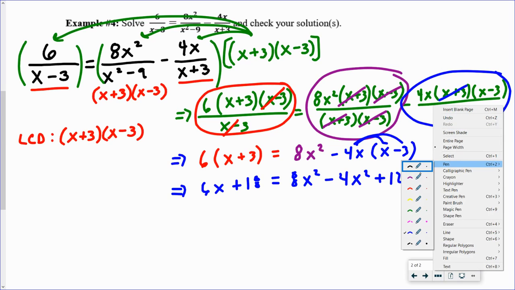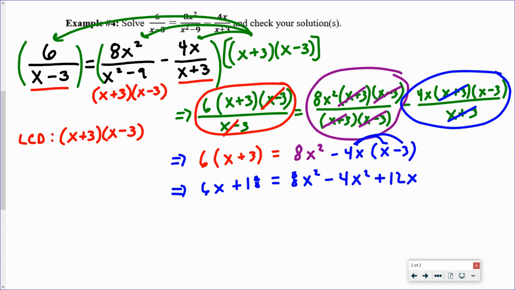So this looks a lot like a couple of examples that we've done already where we have a quadratic. So let's try and solve this quadratic equation. The way that I'm going to do that is start to combine like terms. So I'm going to rewrite 6x plus 18, and we're going to combine terms on the right-hand side. So 8x squared minus 4x squared is just 4x squared plus 12x.